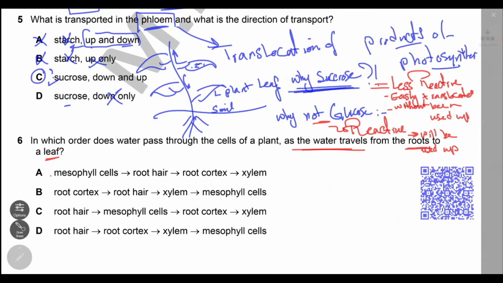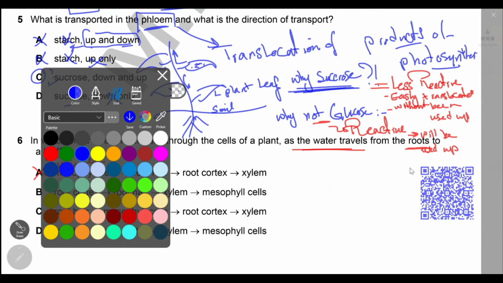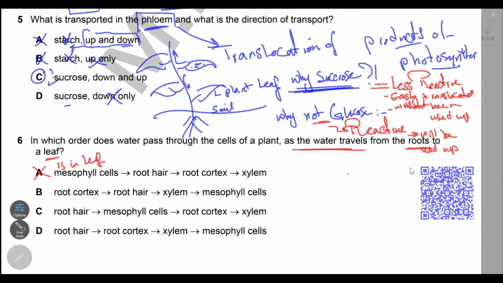Number one, mesophyll cells. Mesophyll is in the leaf. And he said starting from the root, so totally incorrect. Root cortex, yeah, root cortex is in the root, but the root hair comes before the root cortex, okay? If we draw a transverse section very fast for the root in order to just remind you, okay?